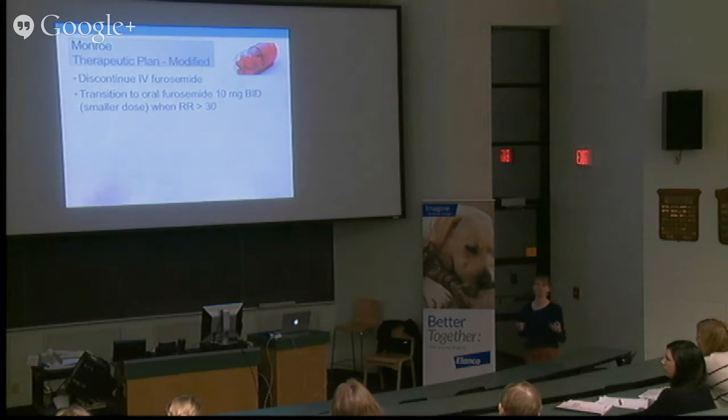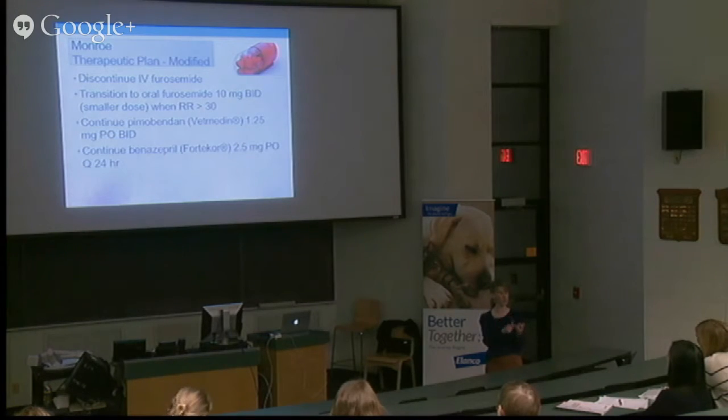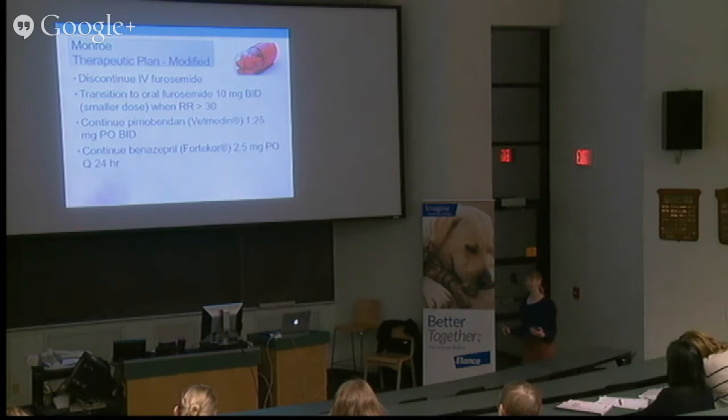We're very limited, obviously, with tablet sizes, unless we go to a liquid, in the type of dose we can achieve. So we thought 10 milligrams twice a day at the most, when his resp rate starts to climb again. But we want to continue his pimobendan, and we want to continue his benazepril. So we chose to keep those going. Why? Because we want that positive inotropy and vasodilation on board to try to help promote more forward flow. He needs better perfusion. He still needs diuresis, unfortunately, because he's wet, but we're going to really back off that and only give it when we think he absolutely needs it.